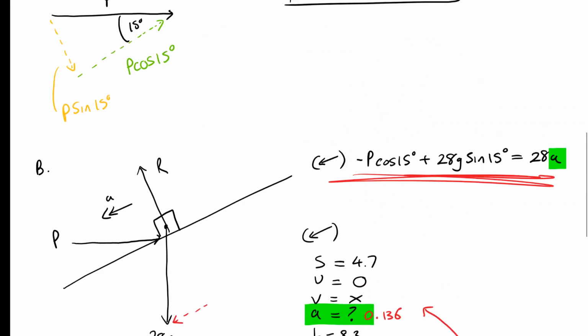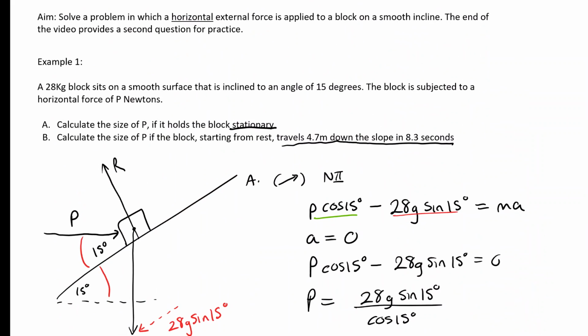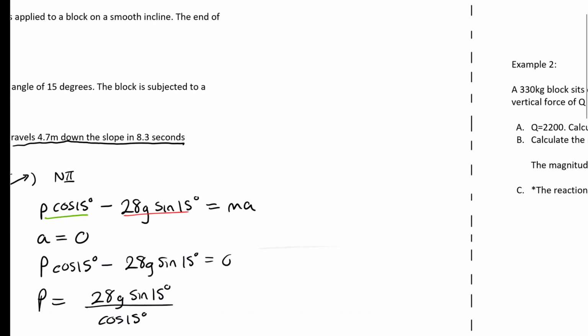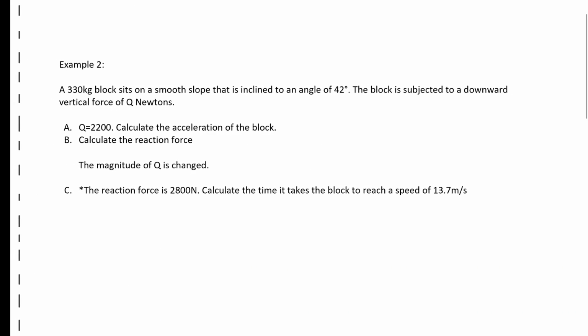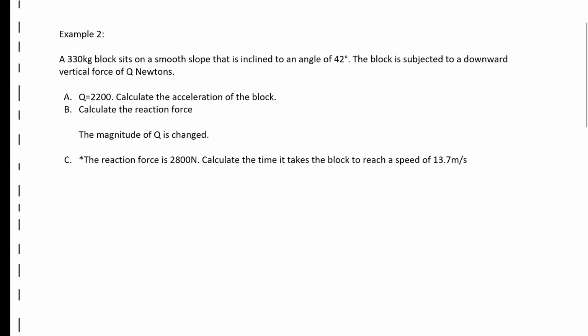Okay, that's the end of example 1. So we'll go over and look at another example. Example 2. In example 2 we have a 330 kilogram block and it sits on a smooth slope that is inclined to an angle of 42 degrees. The block is subjected to a downward vertical force of Q newtons. This is a good opportunity to pause the video and have a go at setting this question up and then trying to answer parts A, B and C.